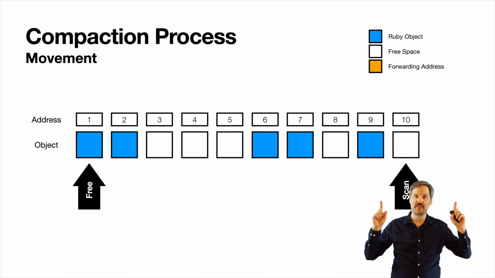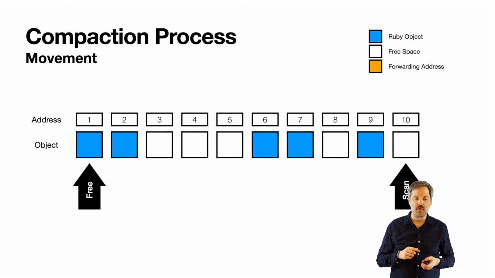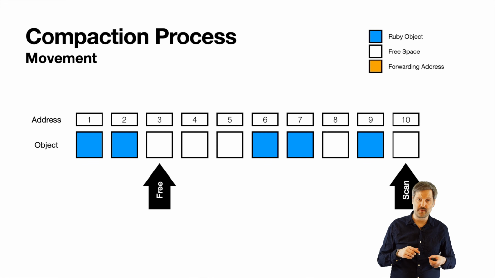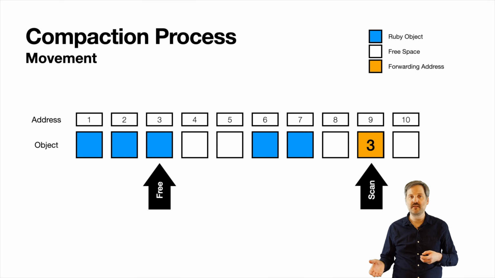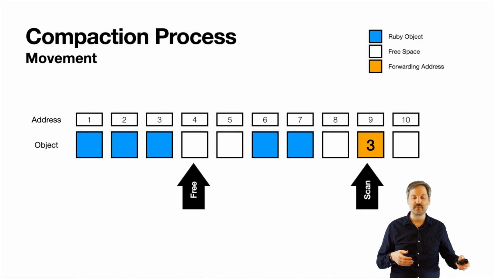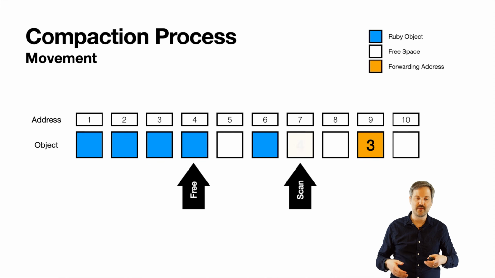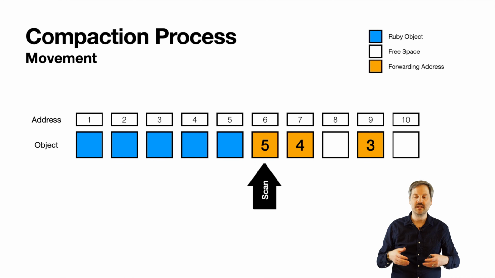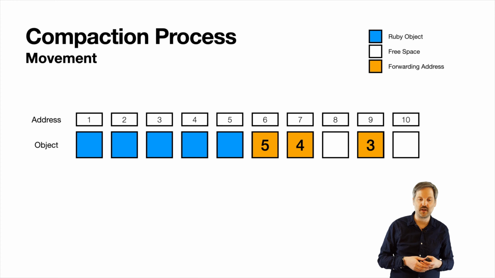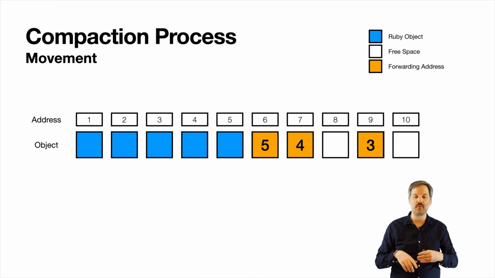So what happens is we start with the two pointers at either end of the heap. The free pointer scans right until it finds a free slot. Then the scan pointer scans left until it finds a filled slot. And once it meets those conditions, it swaps the two and it leaves a forwarding address. So what was in slot 9 is now in slot 3. And we repeat this process with the free pointer moving until it finds a free slot, the scan pointer moving until it finds an object, and then swapping those and leaving behind a forwarding address. We repeat this process until the two pointers meet, and once they have met, we've finished moving around all of our objects.